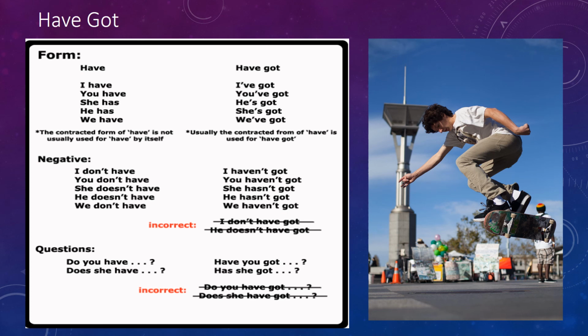Remember that the third person is really important in this grammar because the third person is going to have a special treatment, let's say it that way. The third person is not going to use have. The third person is going to use has. Very important to understand that, and to understand that the third person is the pronouns he, she, and it.